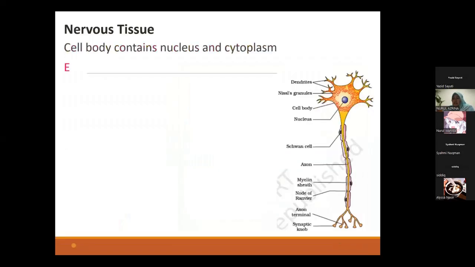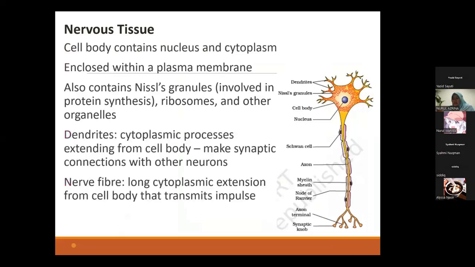Okay, next. Cell body. Which one is the cell body? So this is the cell body, right? The cell body contains nucleus and cytoplasm, and it is enclosed within a plasma membrane. The cell body also contains Nissl's granules. Right? So what is the function of Nissl's granules? Nissl's granules are involved in the synthesis of protein, ribosomes, and other organelles, right?